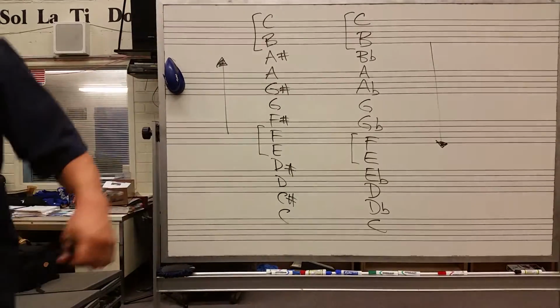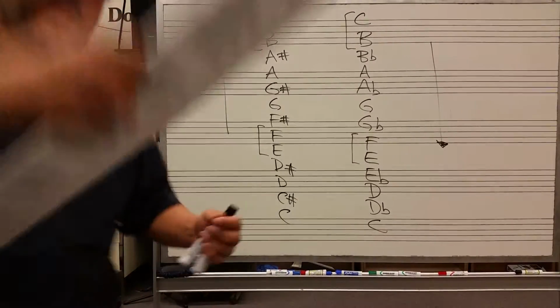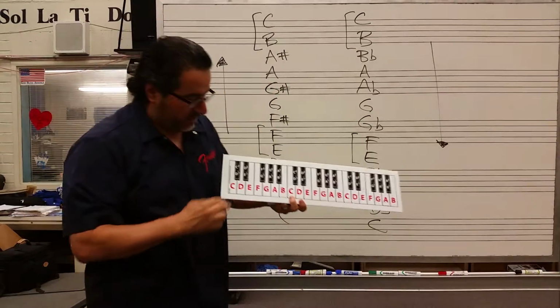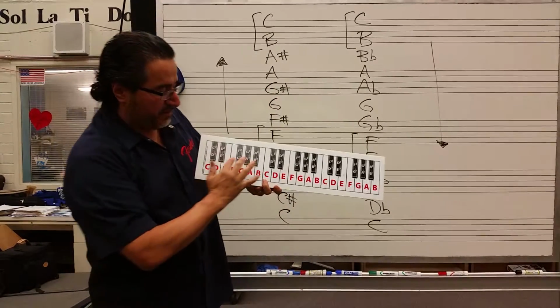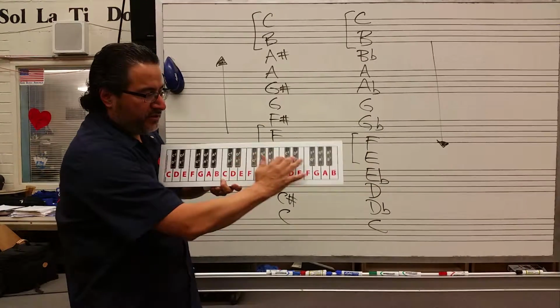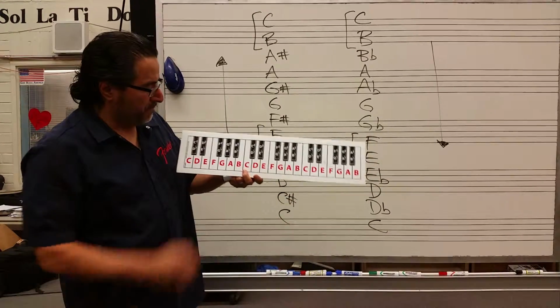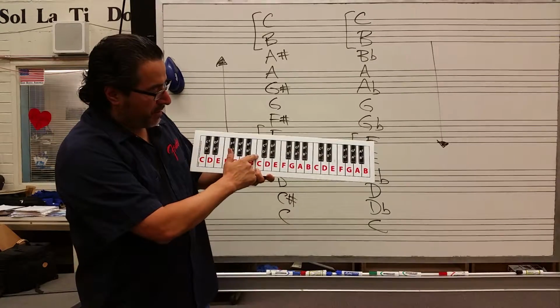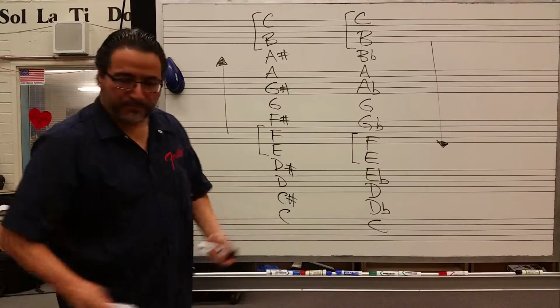Now, when we look at the piano keyboard, we can see that the sharps and the flats come in patterns of 2 and 3. So we've got 2 black keys, 3 black keys, 2, 3, 2, 3, all the way up and down the keyboard. These represent the sharps going up and the flats coming down.